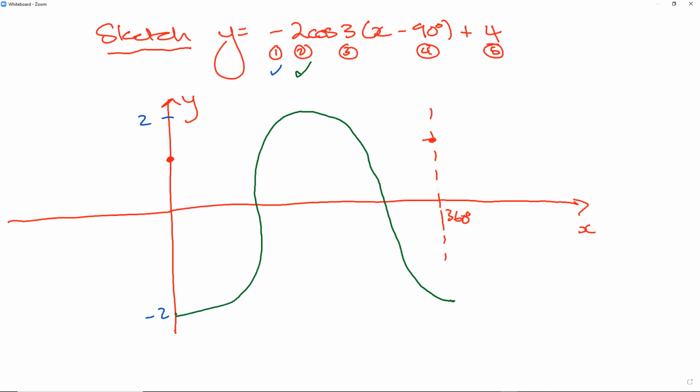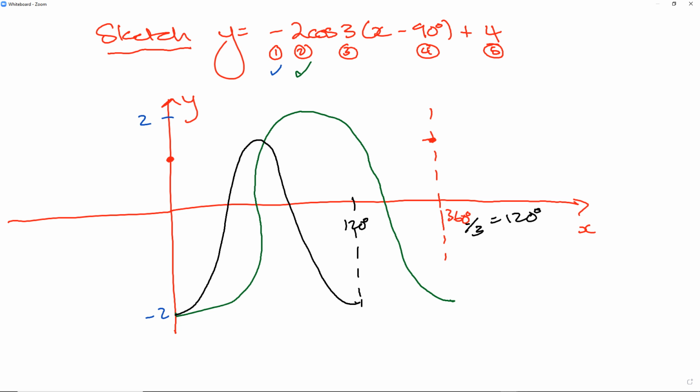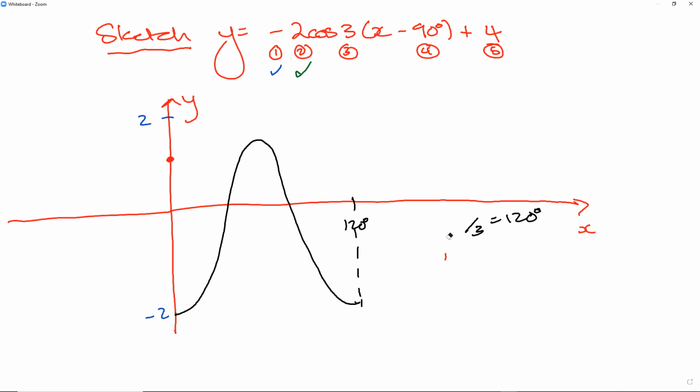Part 3 says I've got a period change of 3 in front. So remember, I take 360 and I divide it by 3. 360 degrees divided by 3 equals 120 degrees. So this whole graph is going to shift inwards. So it's going to do something like that, and it's going to end at 120 degrees. Let's just sketch it and say it's there, because I'm going to erase this anyway. So I'm erasing all of that. If I am on craft paper, you'll probably see it more clearly.